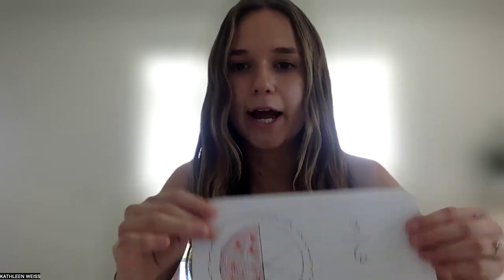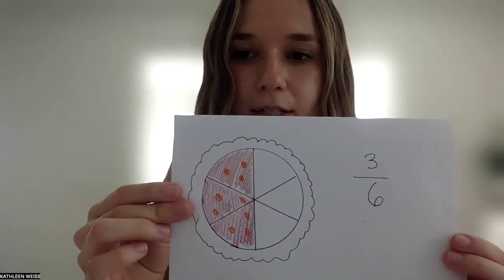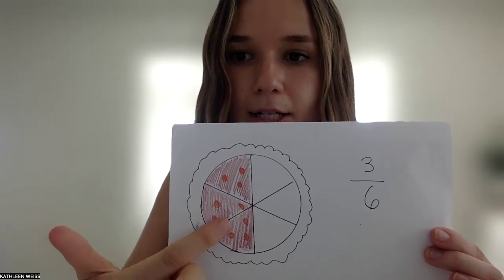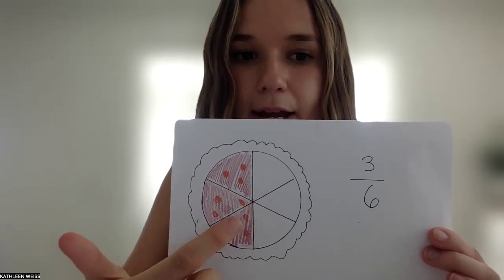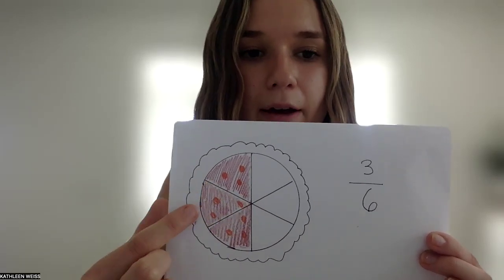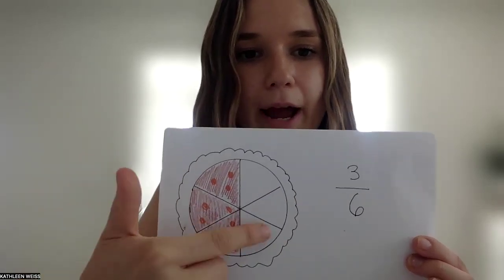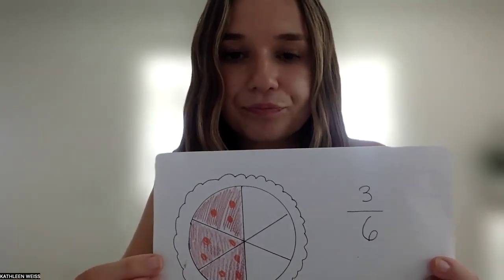First, let's look at a visual model. Here we have a pizza. And we see here, this pizza is cut into 6 equal slices, and we ate 3 of them. So now we can write what we have left as a fraction, 3/6. 3 out of the 6 left.